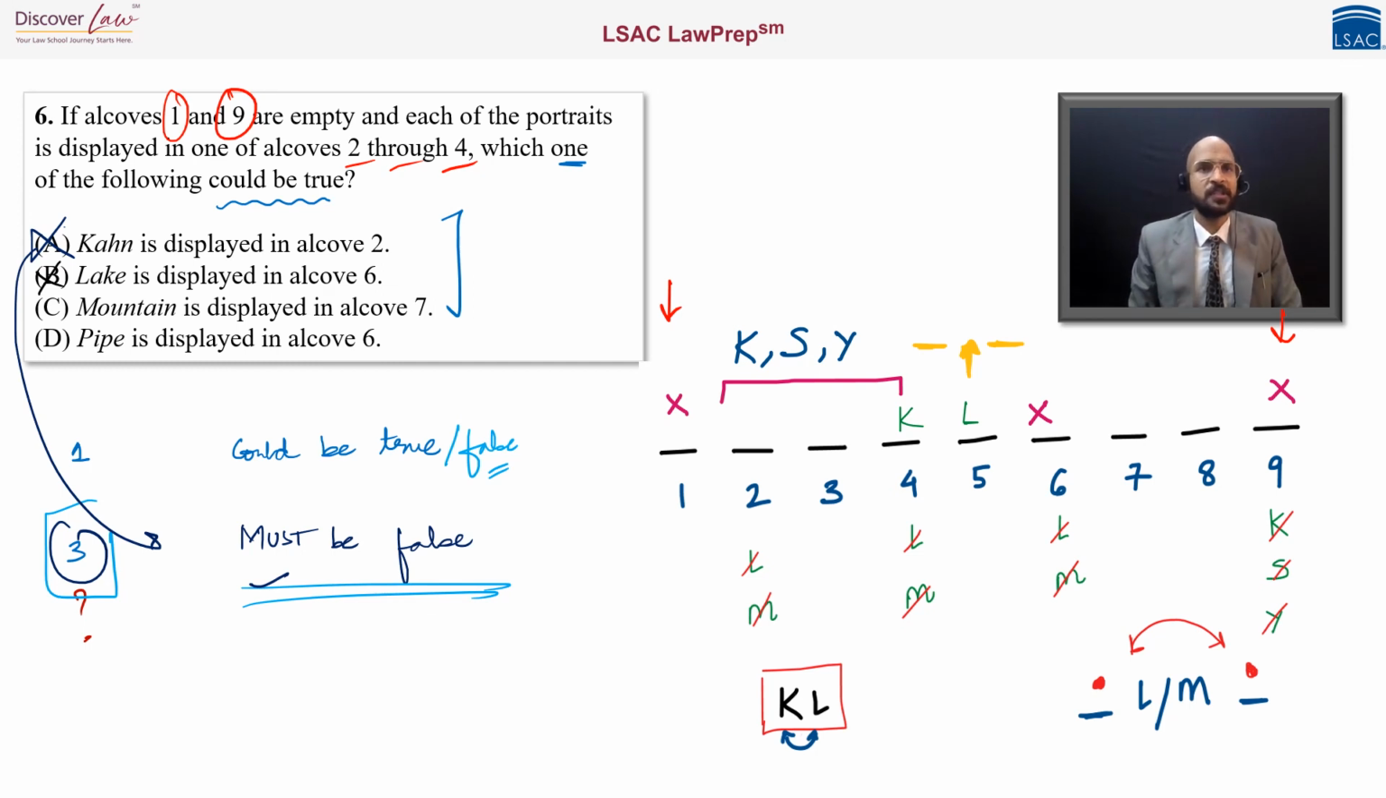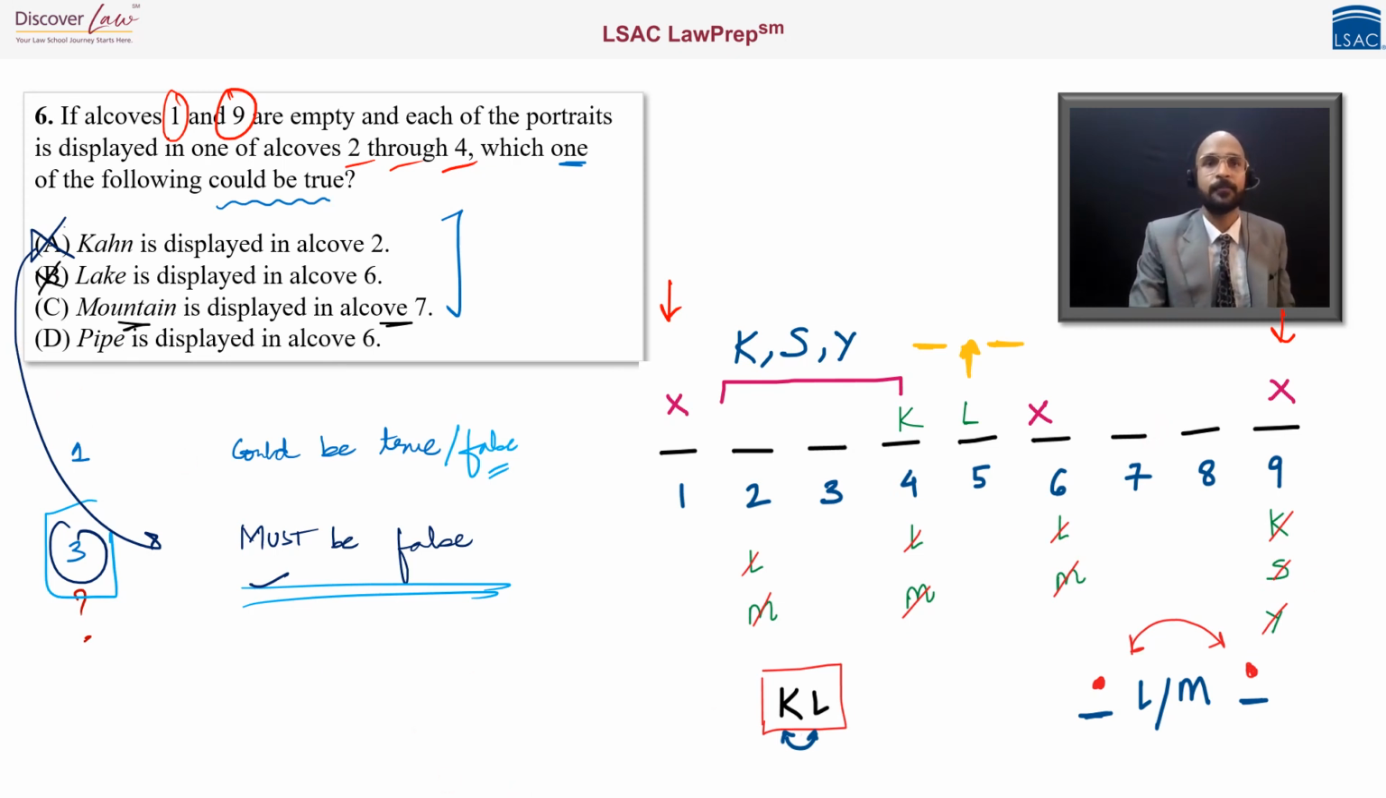Let us look at option C. M is displayed in alcove 7. Now if you see, we don't know what the alcove 7 could be, right? We've not yet paid enough attention to that. So maybe M could be in 7 or maybe not. Let's have a look at option D and then come back to see if required.